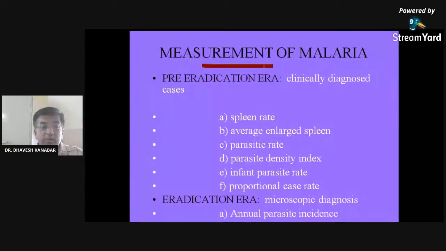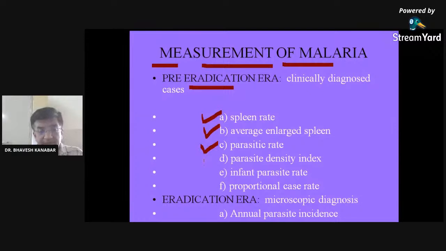So measurement of malaria: how to measure whether malaria is epidemic or endemic in your city or in your country, by many methods. Just remember the names: infant parasite rate, ERA, spleen rate, average enlarged spleen, parasite rate, parasitic density index, infant parasite rate, and proportional case rate, right? Just remember these names now. We will take the detail in a separate lecture.